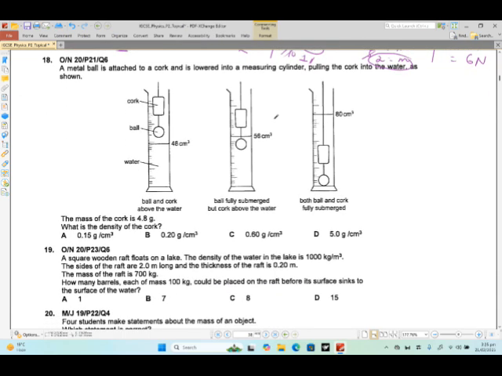Okay, question number 18. A metal ball is attached to a cork and is lowered into a measuring cylinder, pulling the cork into the water as shown. The mass of the cork is 4.8 grams. What is the density of the cork? Okay.